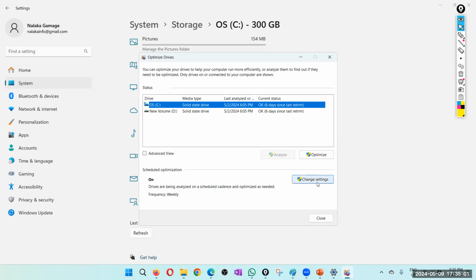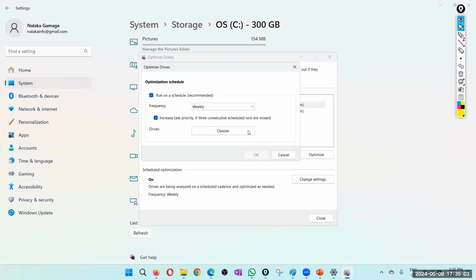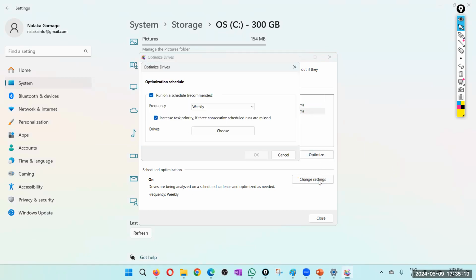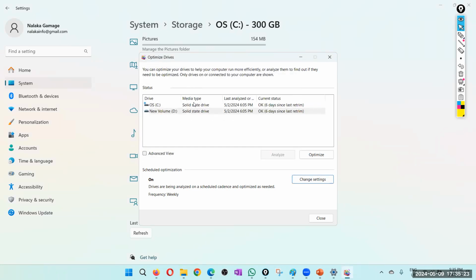Let's say change settings. You can see currently it is weekly. That means once a week, my SSD is defragmented. That is what is meant by optimize. So what about my D? Yeah, that is also weekly. You can see those things are happening in the background, defragmentation. So therefore, we don't get into big issues these days because these things are happening in the background.